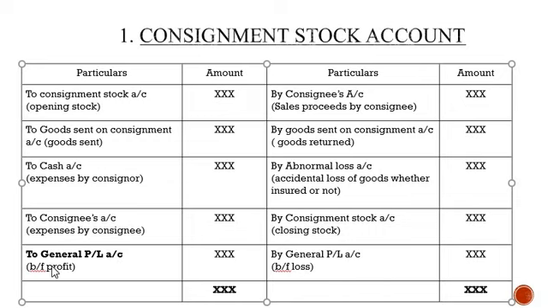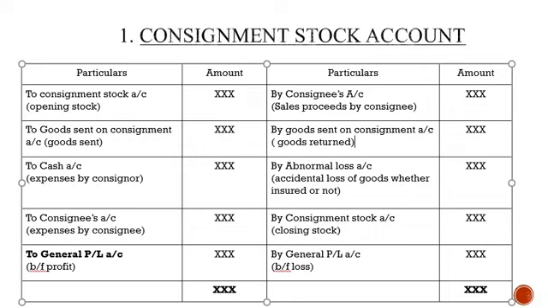If it is profit, you will record it on the debit side, that is to general profit and loss account, balancing figure, that is profit. And if the credit side is having a balancing figure, then it is general loss, that is balancing figure in terms of loss. All right, I hope you have understood this consignment stock account. Do write this pro forma so that you get to know it when we are preparing the accounts.